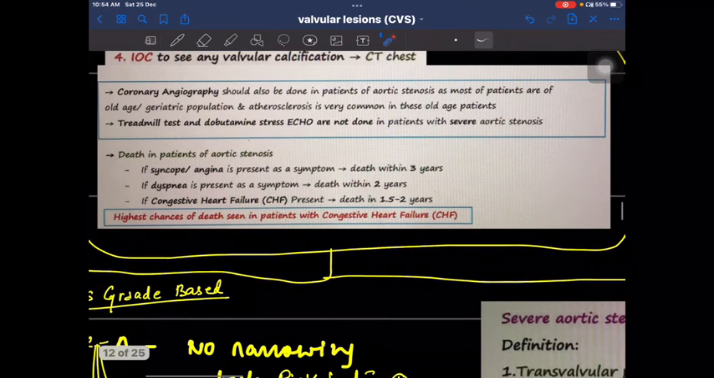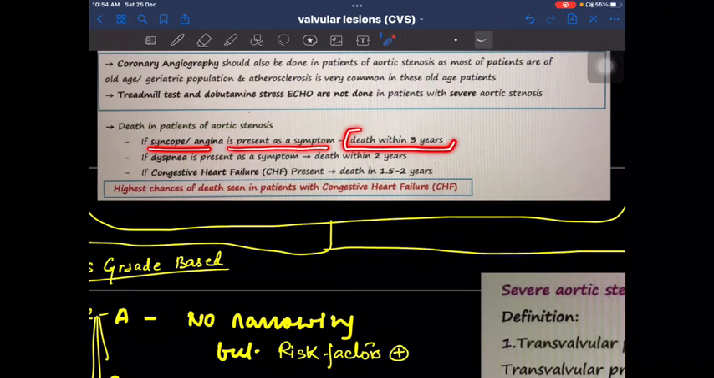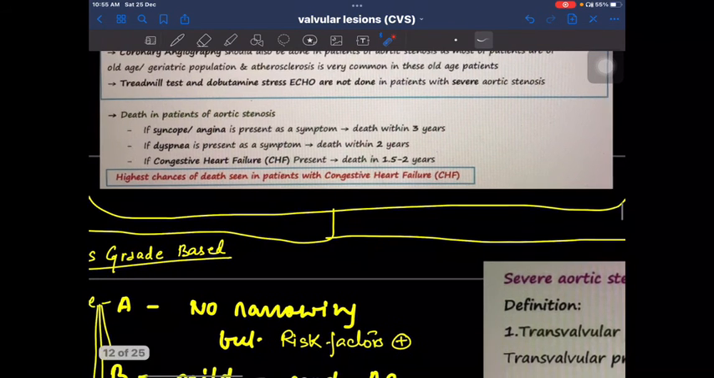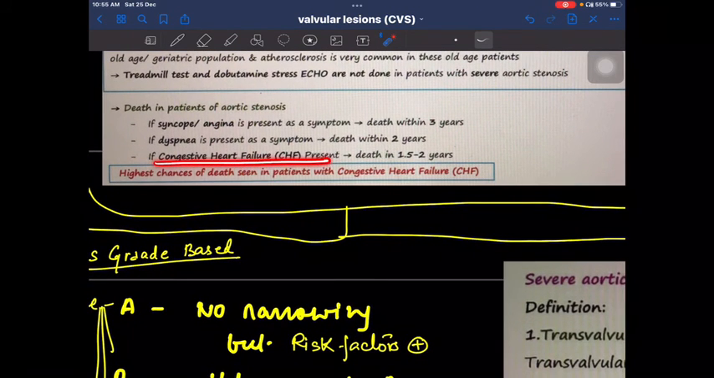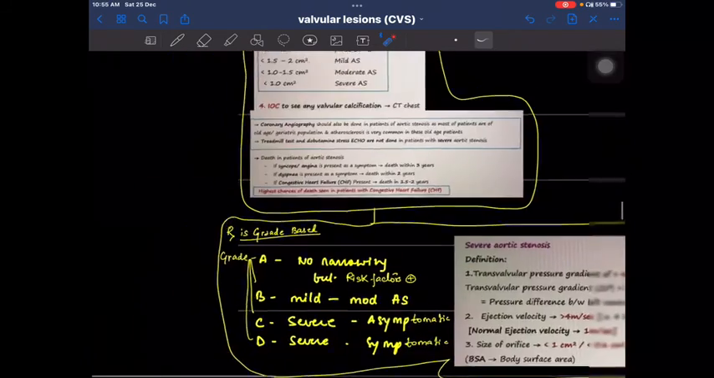Okay, so death in patients of aortic stenosis. If syncope or angina is present as a symptom, death is within 3 years. Okay, if dyspnea is present as a symptom, death is within 2 years. So basically you remember dyspnea is equal to DO. Okay, easier to remember. If congestive heart failure is present, death is in less than 2 years, okay, 1.5 to 2 years. So the highest chances of death are seen in patients with congestive heart failure. This is very important. Please remember this.